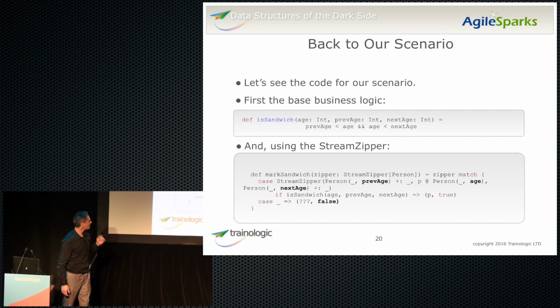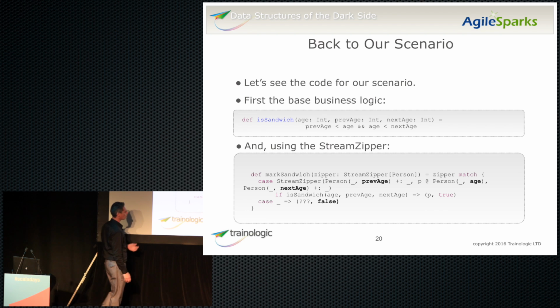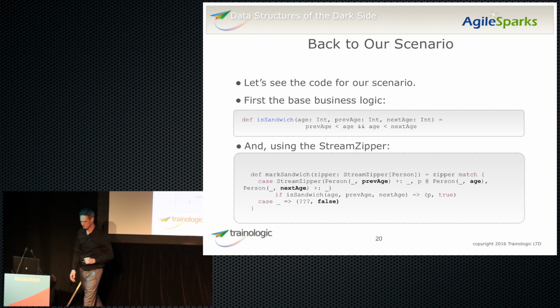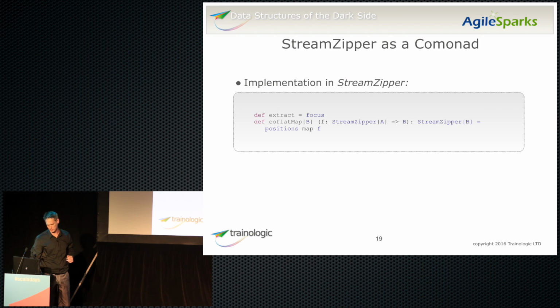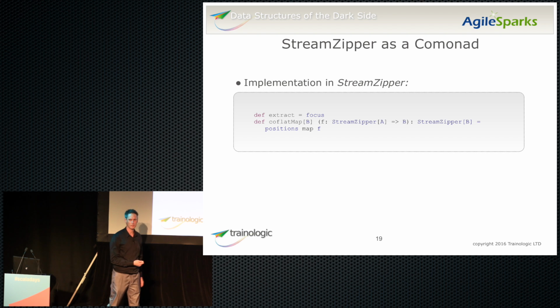But if that method, mark sandwich, will return a true or false, I will have a problem. Let's go back to the co-flat map. Let's say that this function, you see, my function gets a StreamZipper of person, and I will return true or false, a Boolean. What will I get? Only a stream of Booleans.